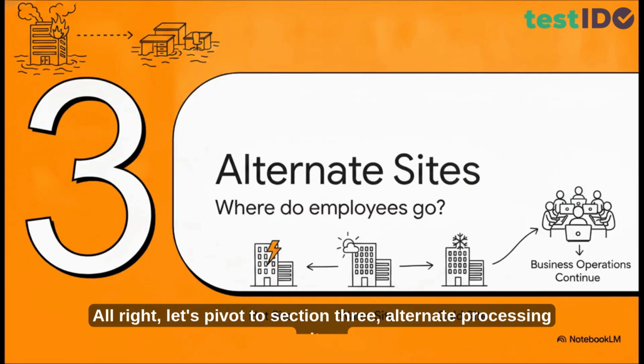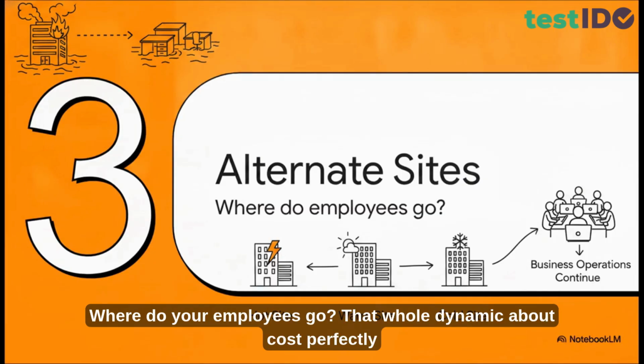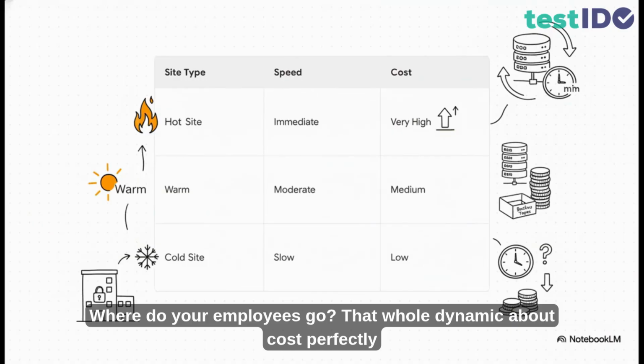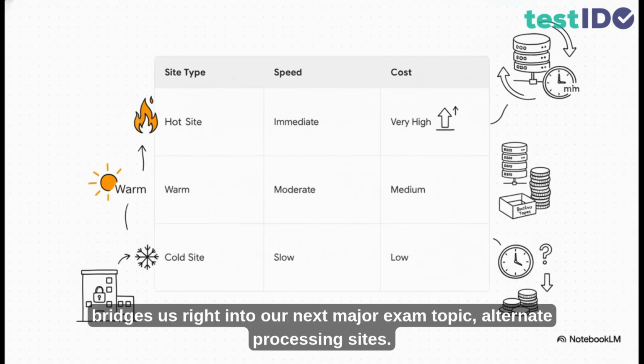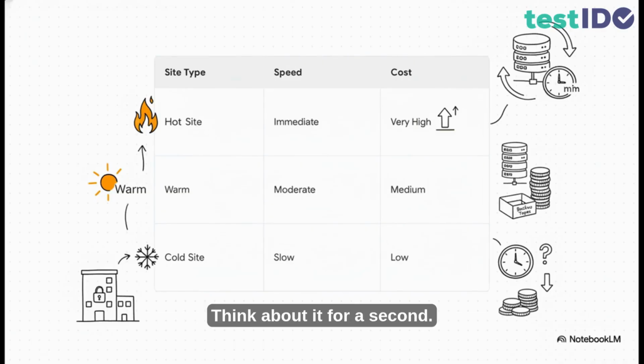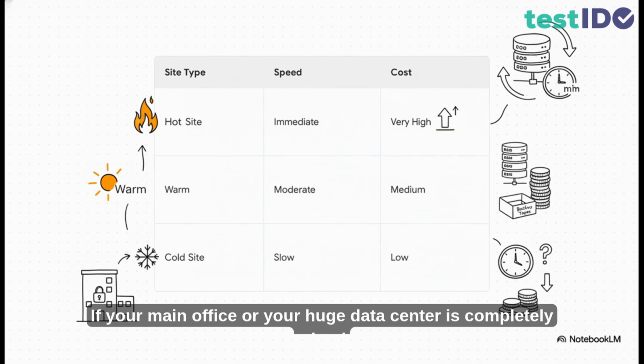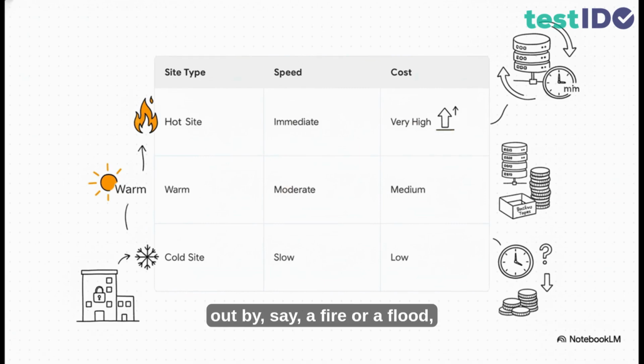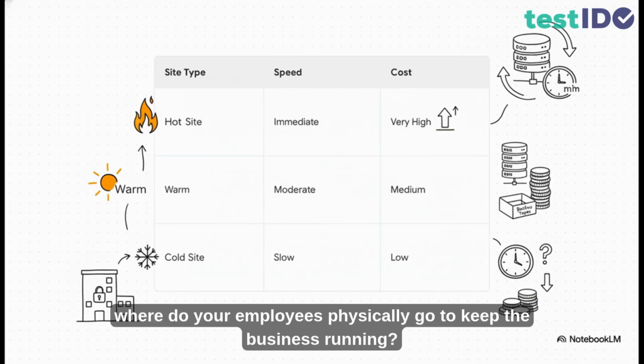All right, let's pivot to Section 3, alternate processing sites. Where do your employees go? That whole dynamic about cost perfectly bridges us right into our next major exam topic, alternate processing sites. Think about it for a second. If your main office or your huge data center is completely wiped out by, say, a fire or a flood, where do your employees physically go to keep the business running?